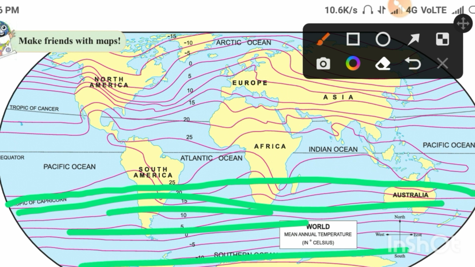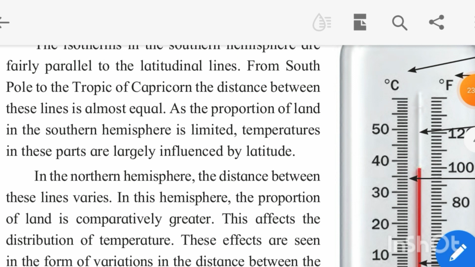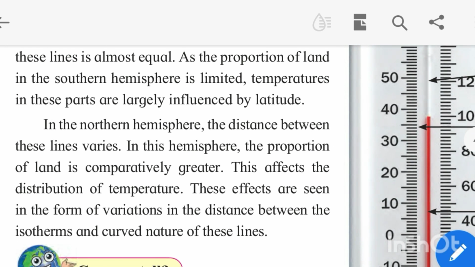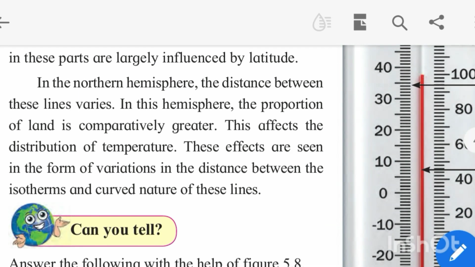As the proportion of land in the southern hemisphere is limited as compared to the northern hemisphere, temperatures in this part are largely influenced by latitude. In the northern hemisphere, the distance between these lines varies. We've already seen that it bends a lot towards the northern hemisphere. In this hemisphere, the proportion of land is comparatively greater. This affects the distribution of temperature.